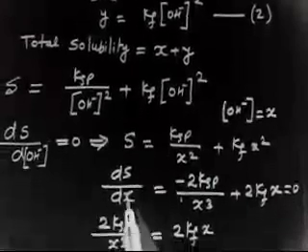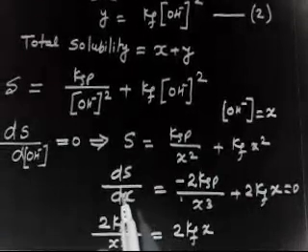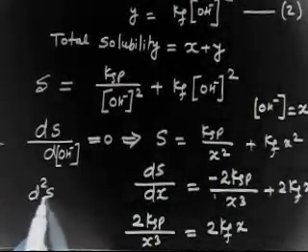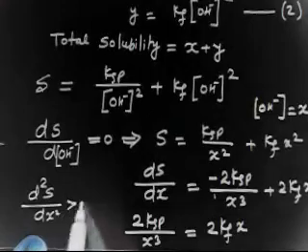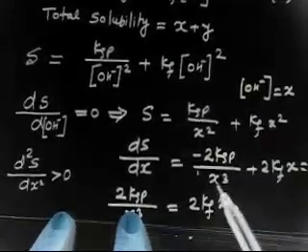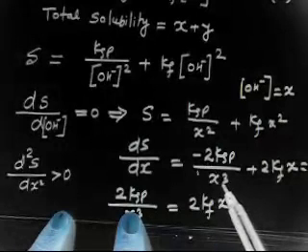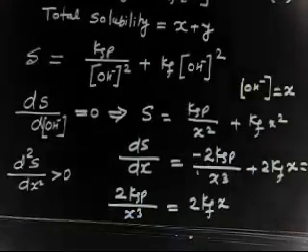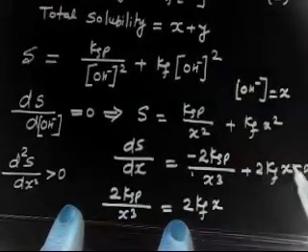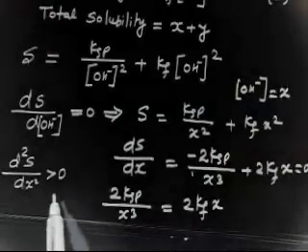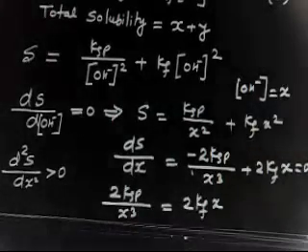You have dS by dx. If you differentiate 2 times, then you can prove this is greater than 0. So what is the condition for minima? That is d²S/dx² should be greater than 0. That is the condition formula. If you differentiate 1 by x³, this is minus, and differentiation of x³ is 3x², so 1 by x⁴, and this will be plus. You can verify yourself. The differentiation of the other term gives plus as well, so d²S/dx² is greater than 0. So this means this solubility is minimum.